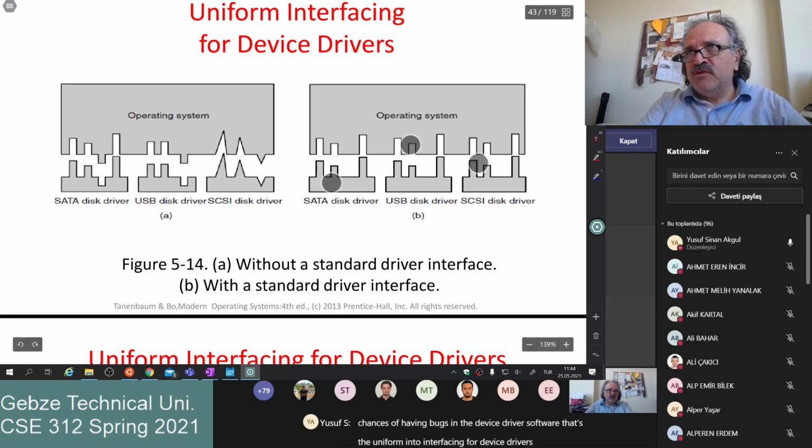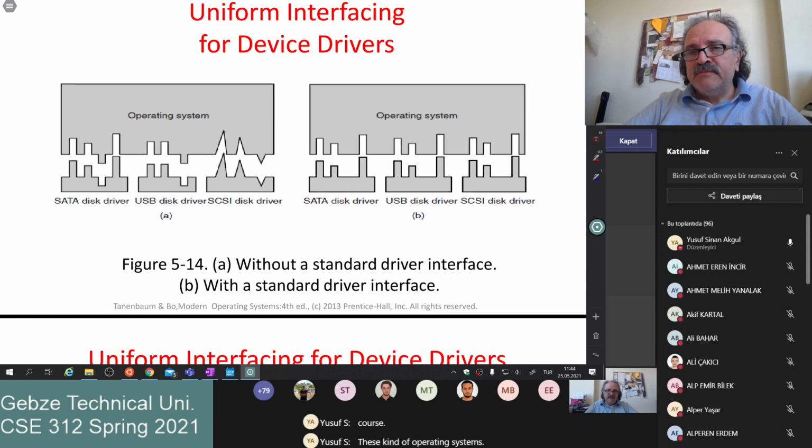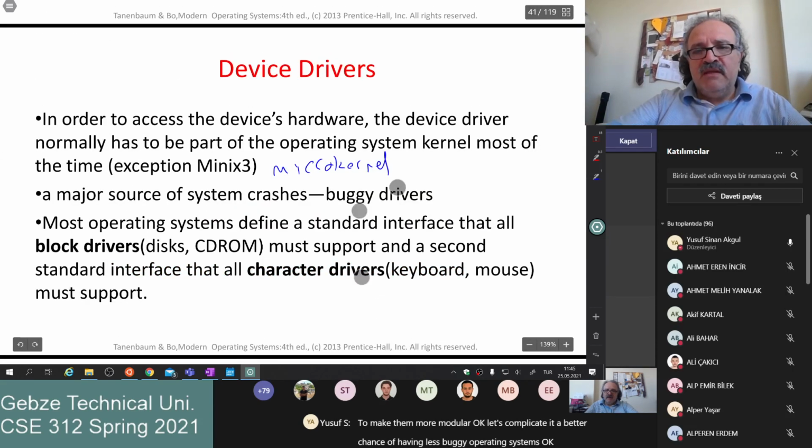We prefer, of course, this kind of operating system to make them more modular, less complicated, with better chances of having less buggy operating systems. So that's what we mean by standard interfaces for the device drivers.